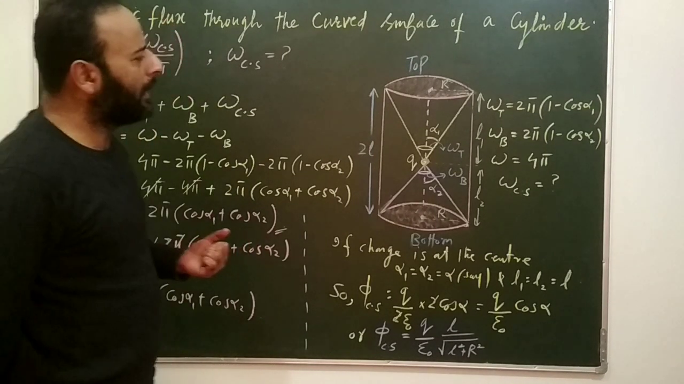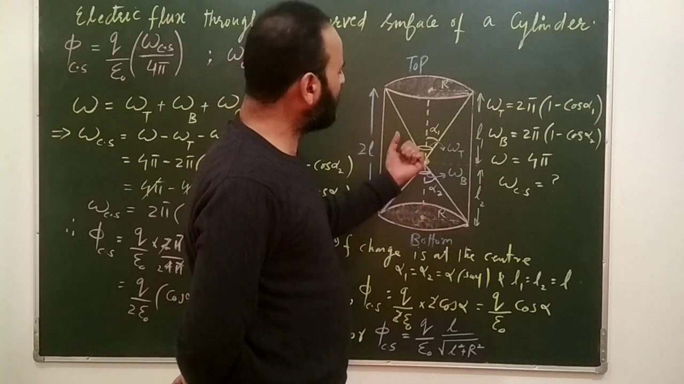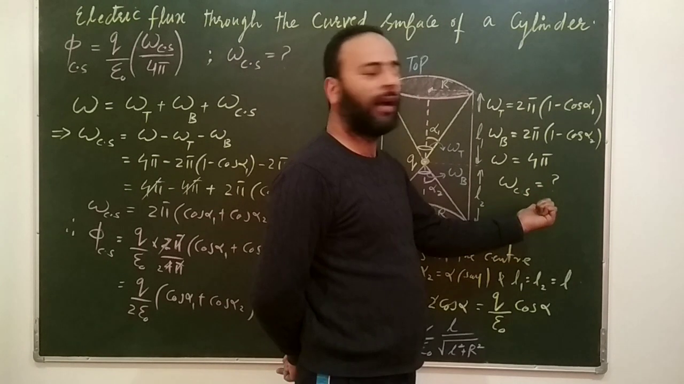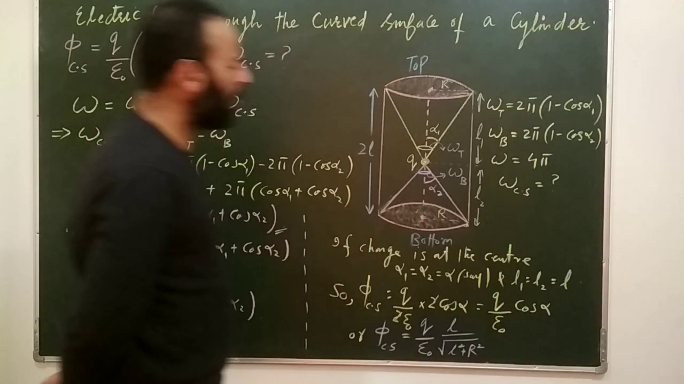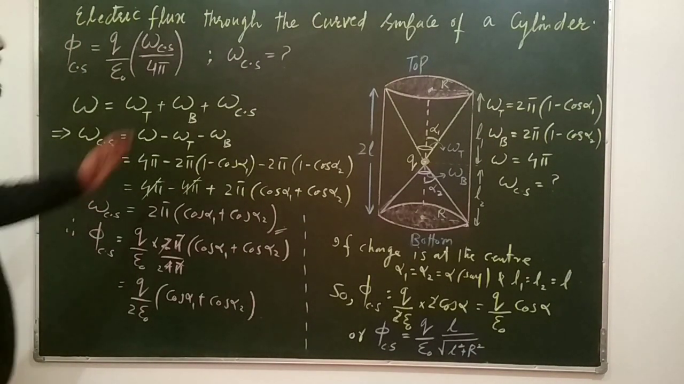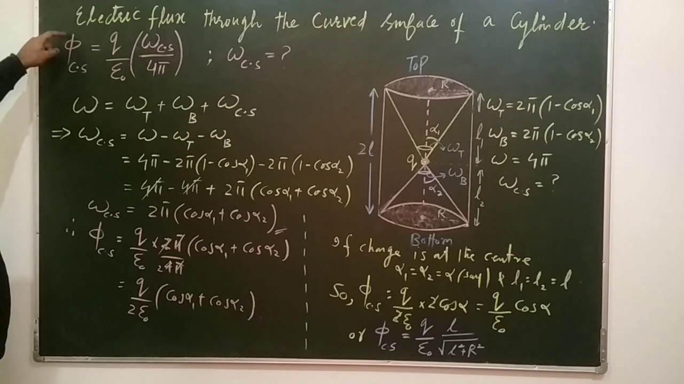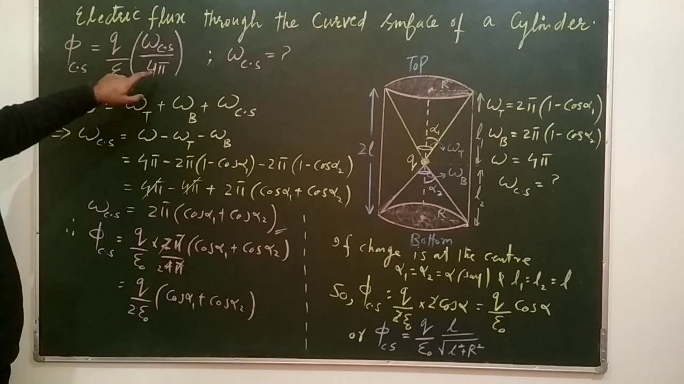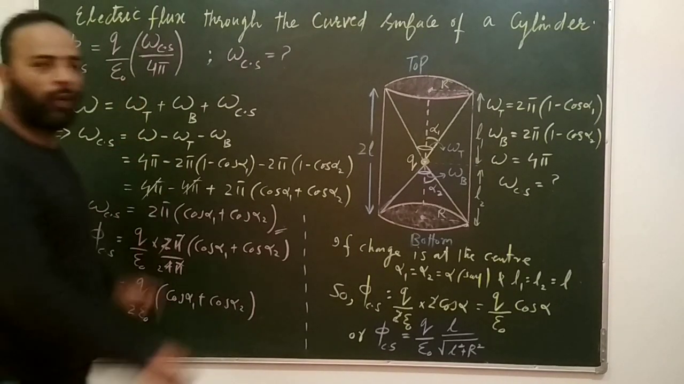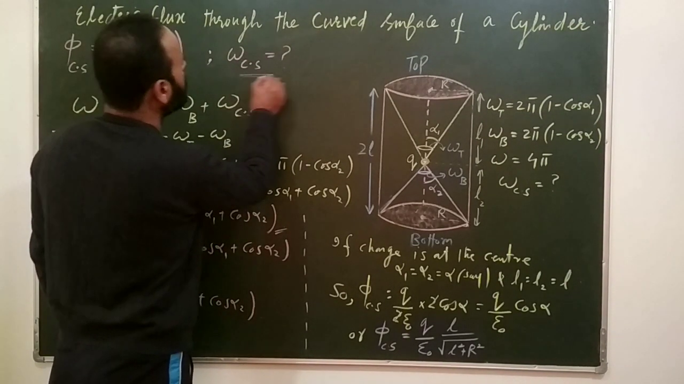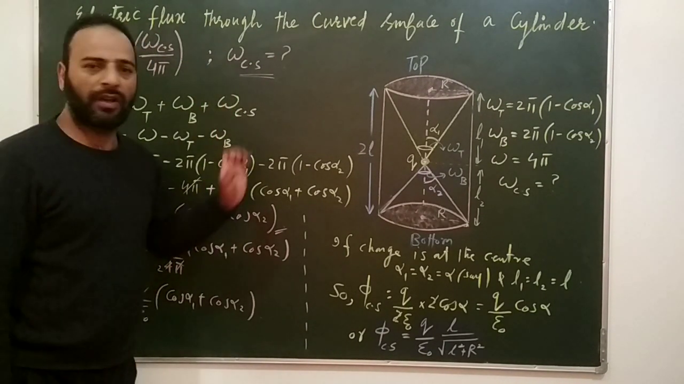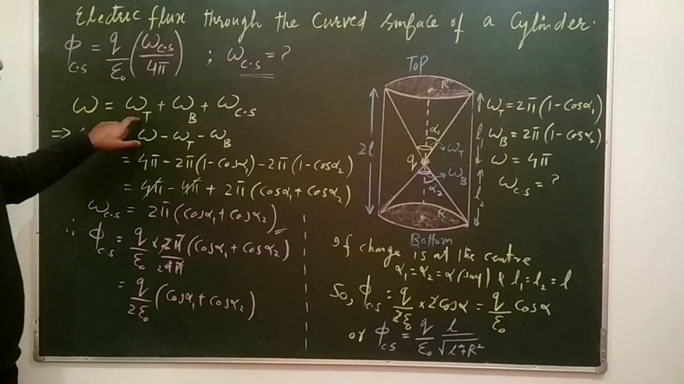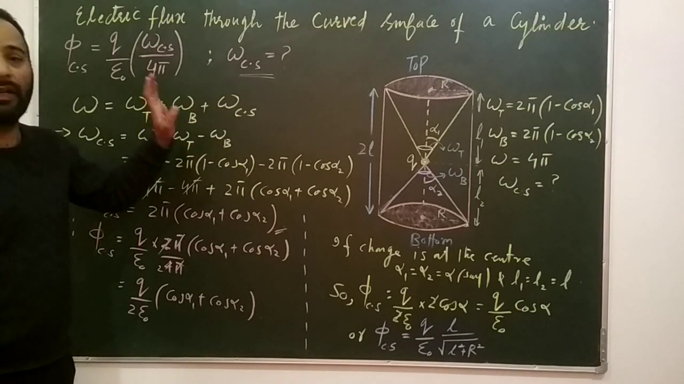Also, we know the total solid angle subtended by any closed surface at a point inside the surface is 4 pi. So, what will be the solid angle subtended by the curved surface that we have to calculate? Now, the flux through the curved surface is given by the general formula: phi curved surface is equal to charge divided by epsilon naught, times the solid angle subtended by the curved surface divided by the total solid angle. Now, what we have to do is calculate the solid angle subtended by the curved surface. We know the total solid angle is equal to the solid angle by top plus the solid angle by bottom plus the solid angle by the curved surface.